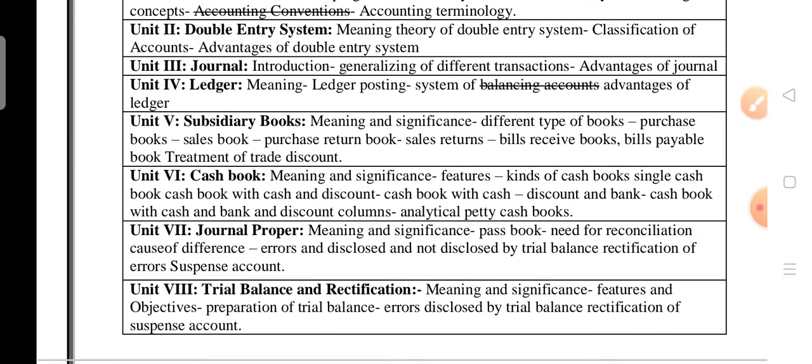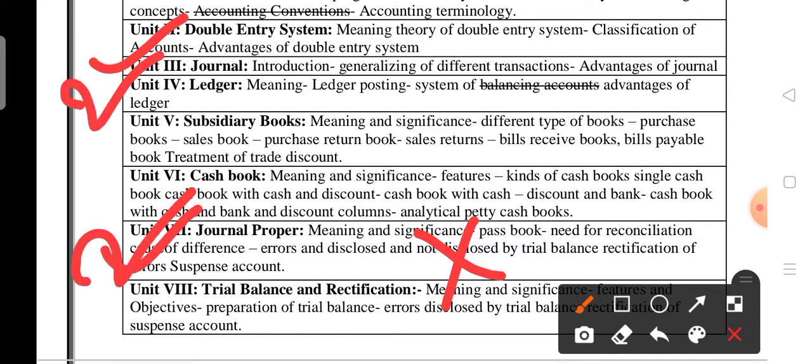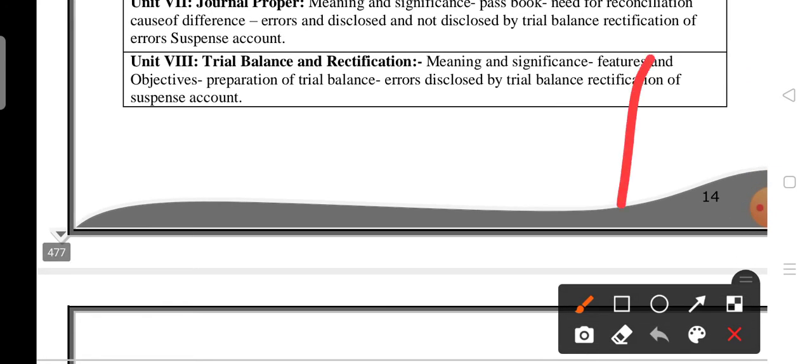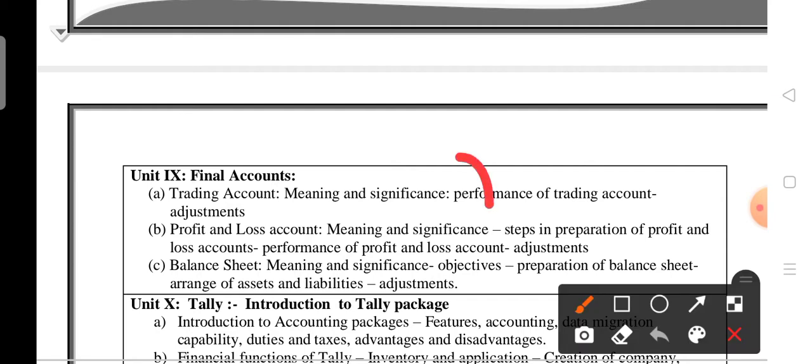Next, journal proper. This unit is not that important. The third unit as well as the seventh unit carry only 2 marks weightage, not that important. Okay, next coming to trial balance and rectification. Rectification is also important. Trial and error methods, these are all things in the eighth unit. This is also an important question. It's clear. Okay, next coming to the ninth, final accounts. Final accounts is also a very important question. You have to cover all of it; you have to read all those units.